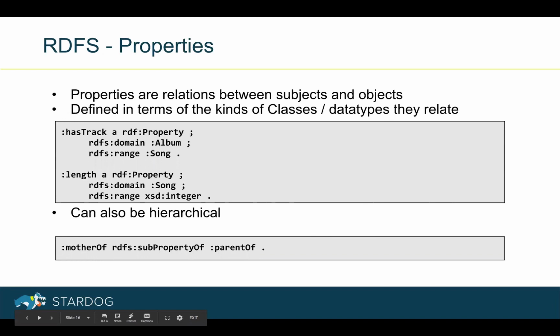So here we see that any triple using the hasTrack property will be of the form album, hasTrack, song. And we'll also have triples with the pattern some song, length, some integer. Properties can also be hierarchical. It's perhaps a little less common than using subclasses, but you could say, for example, that mother of is a subproperty of parent of, and the inference will work the same way as for a subclass.